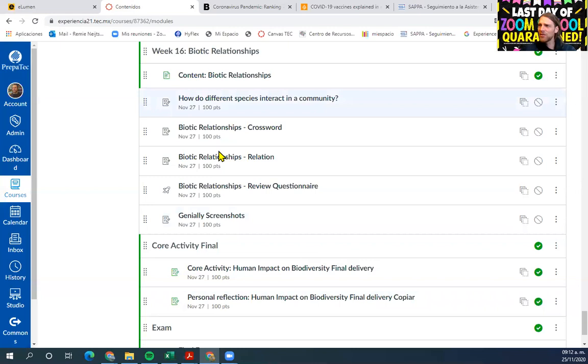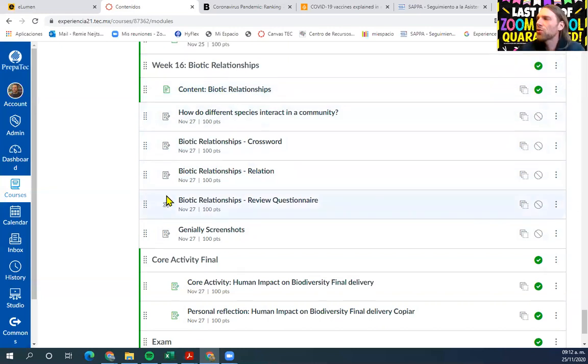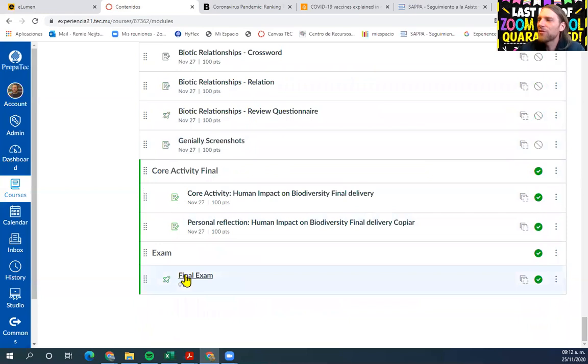And this is aside from the core activity. All these activities of the biotic relationships, I unpublished them because I'm not going to ask you to do any homework anymore. So this is not what we're going to do today. I do want to see a little bit of the content, just the 5 or 6 main things. So that's it. And then of course we have the final exam.